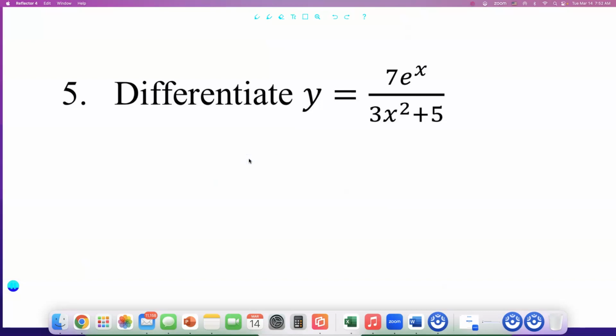We're differentiating y equals 7e to the x power divided by 3x squared plus 5. So we have a quotient. We will use the quotient rule this time, okay? So let me write down the quotient rule.